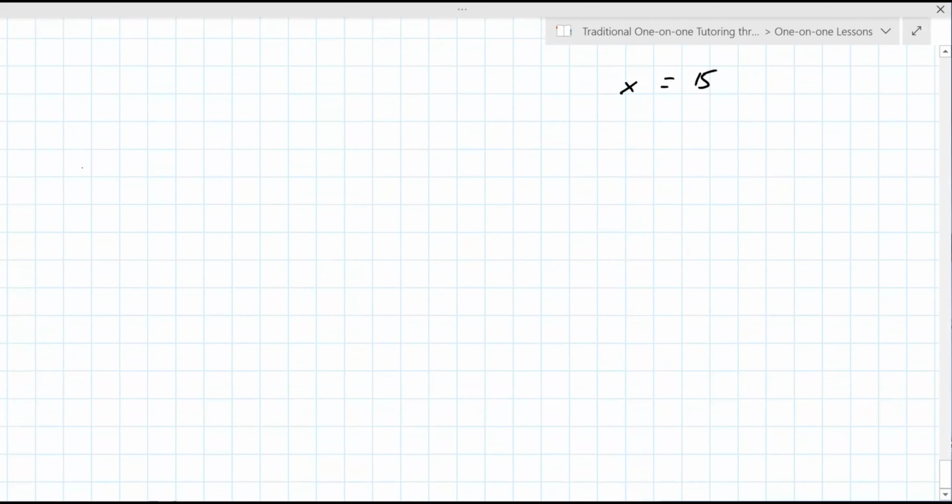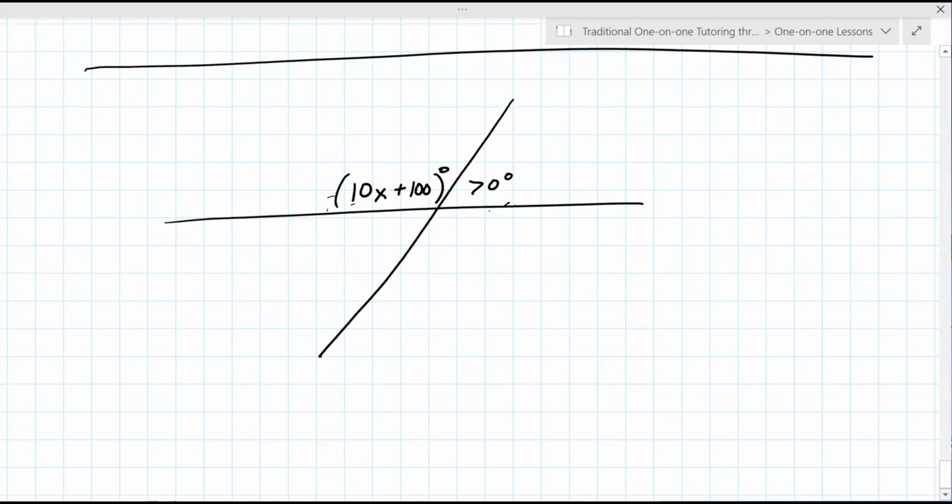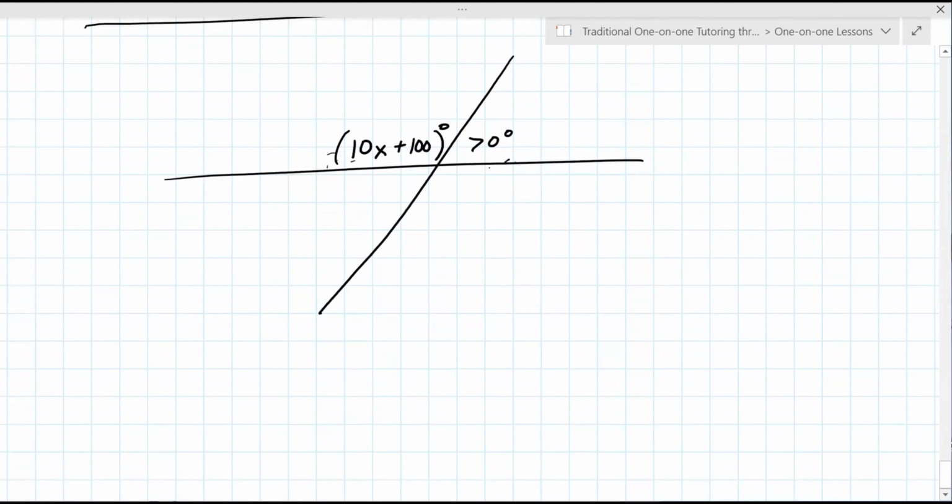Okay, let's try another one here. Let's say I give you a problem like this, where I tell you that this over here is 10x plus 100 degrees. And then you already know that this is 70 degrees. What do these two angle measures have to add up to? 180. Yes. If you can't tell, what I'm trying to do in today's lesson is get you to always see that they add up to 180.